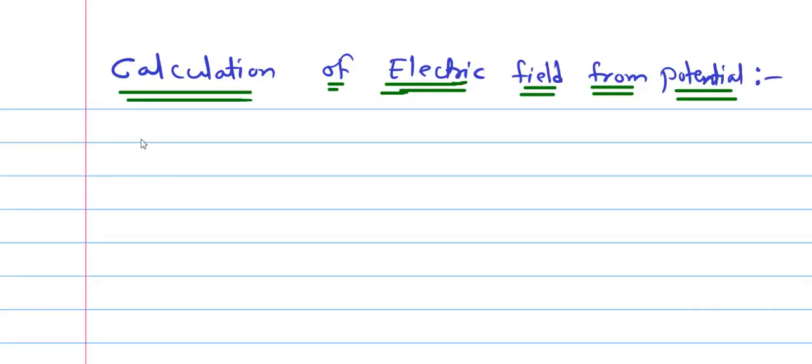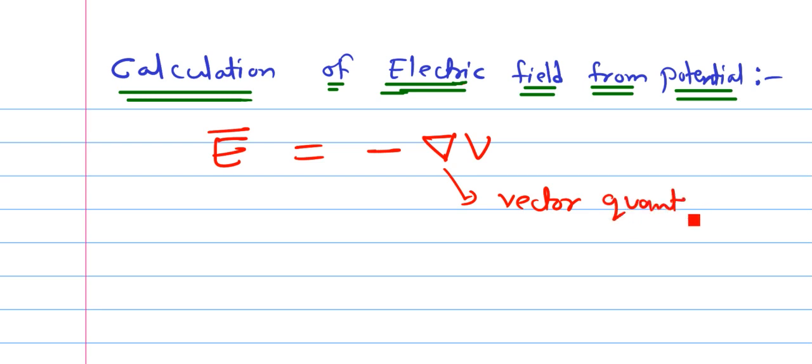In this video, we will see how to calculate electric field whenever potential is given to us. For this, you should know one formula: electric field E equals minus del V, where del is a del operator and it is a vector quantity. Because our electric field is a vector quantity and potential is a scalar quantity, we must multiply with a vector quantity. Here del is a vector quantity and the unit of the del operator is per meter.